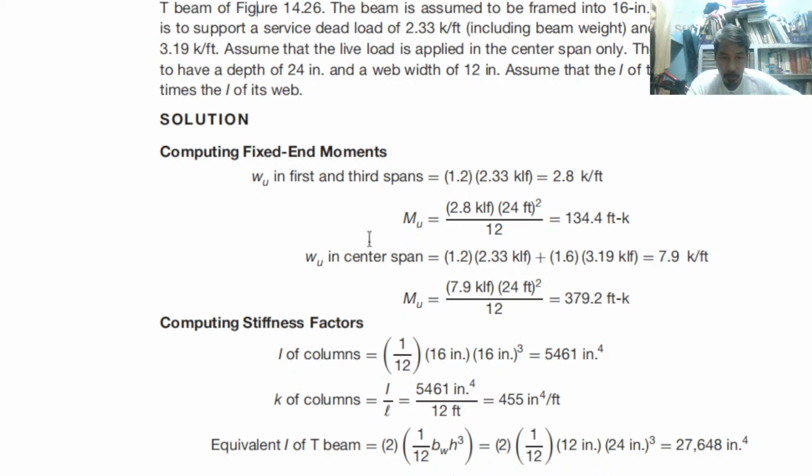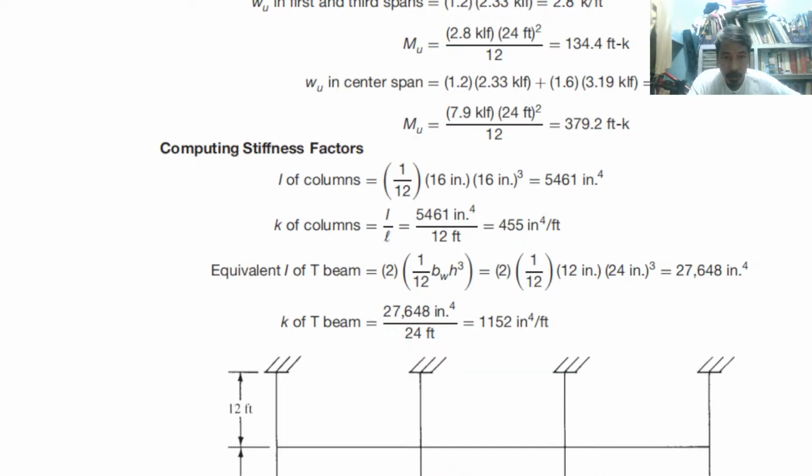So computing stiffness factor, this is how we compute each and every factor. I of columns is BH cubed over 12. Then K of columns is I over L. So that is K.